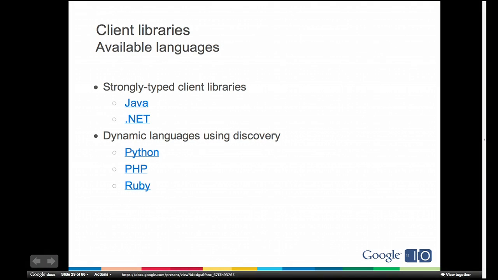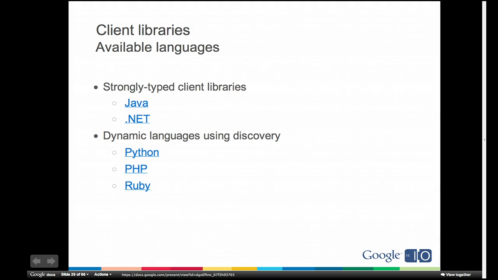So we currently have available 2 libraries for strongly typed languages, Java and .NET, and 3 for dynamic languages: Python, PHP, and Ruby. What's really interesting about the 3 client libraries for dynamic languages is that they use our API discovery mechanism to know how to parse the response from the API and how to generate messages to send to the API. So they're basically generic for all our APIs that support the discovery mechanism, and they're going to automatically and dynamically offer you a business layer to use.